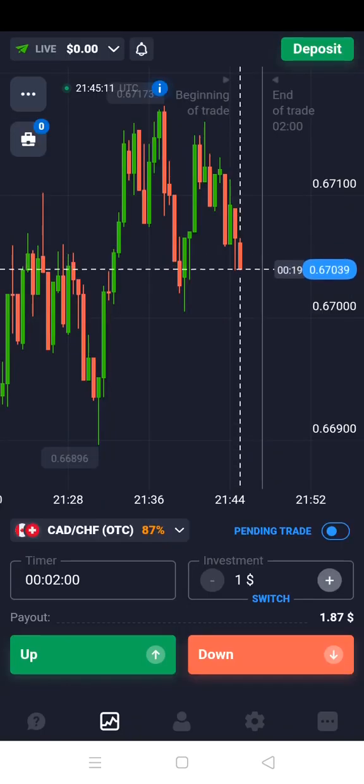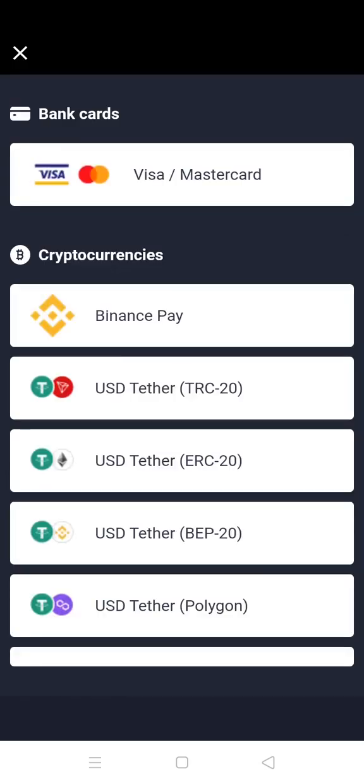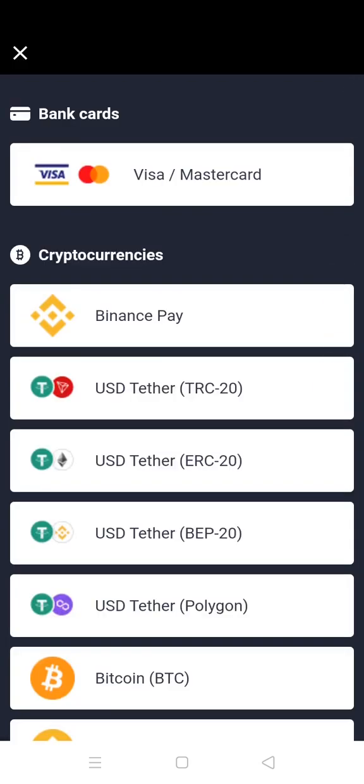All right, so at this area we have the deposit area. Once you click on it, you will see all the different ways you can make deposits into this platform so you can trade. So we have Visa, MasterCard. You can use this, but in Nigeria I would not advise you to use your Visa or MasterCard.